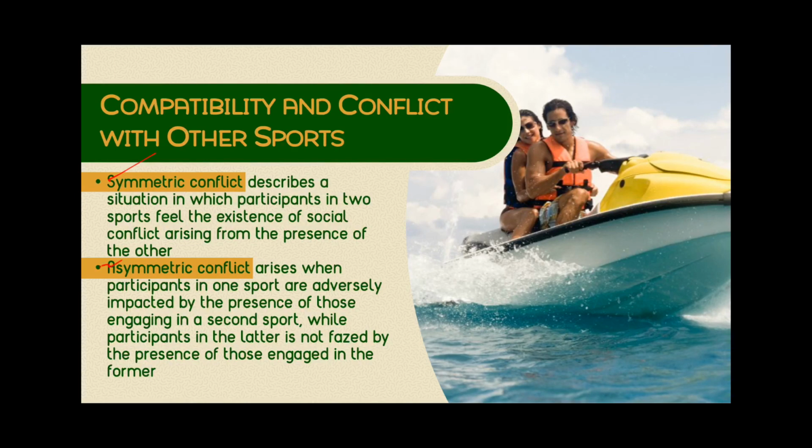But when we say asymmetric conflict, this is when participants in one sport are adversely impacted by the presence of those engaging in the second sport, while participants in the latter are not affected by the presence of those engaged in the former. So for example, in the same space, may nagbabasketball and then may nagbabadminton, and madalas apektado yung mga nagbabadminton kasi lagi silang natatamaan ng bola. Same thing siguro with volleyball. Pero yung mga nagbabasketball, hindi naman sila masyado apektado nung nagbabadminton sa gilid nila kasi wala naman silang possible na magagawang disruption doon sa basketball game. So that's an example of asymmetric conflict.